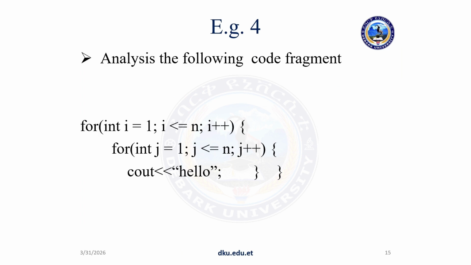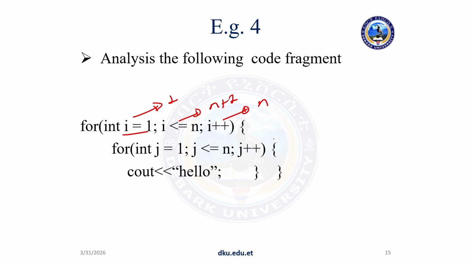The other example here is to analyze the following code fragment, which is a nested loop code fragment. So let's analyze this one. In the outer loop, this initialization will take 1 unit of time, and the condition will take n plus 1 units of time, and the increment statement will take what? n units of time, right? This increment statement will take n units of time.